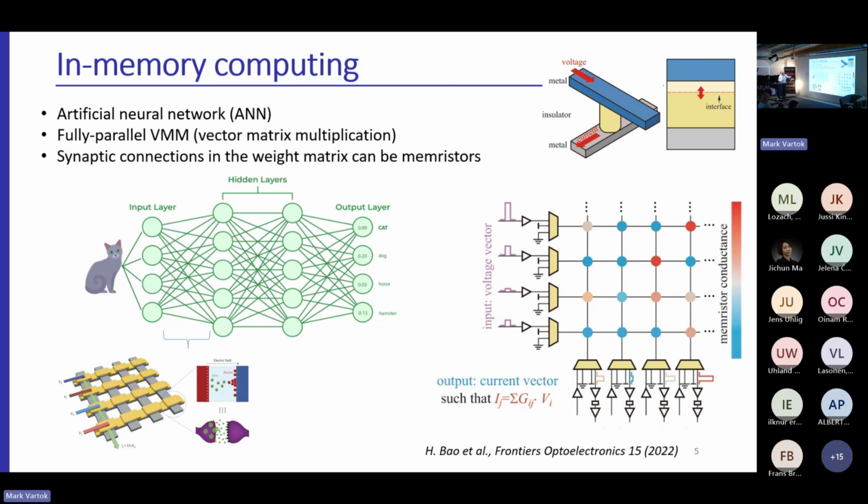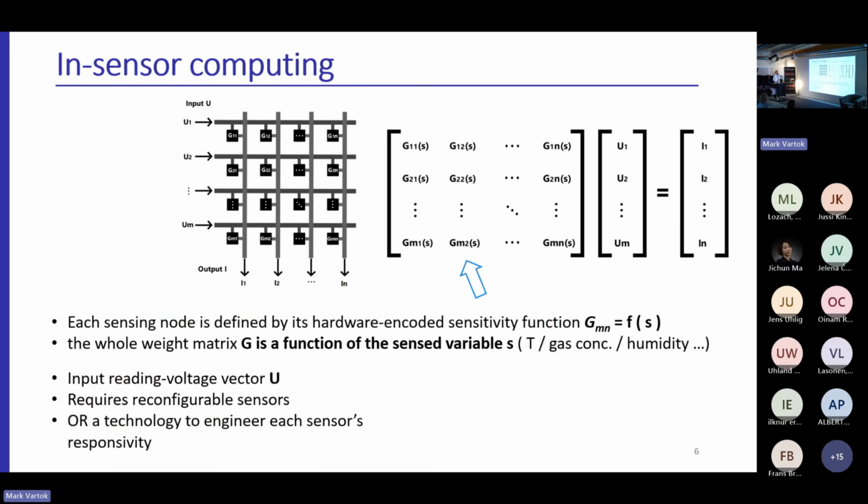And then on the input, you have different voltages. That's your input voltage vector, which gets multiplied by the weight matrix of resistances. And then at the output, you immediately get the currents, which represent the output. So this is the core idea of using memristors for in-memory computing. And one step from this is in-sensor computing.